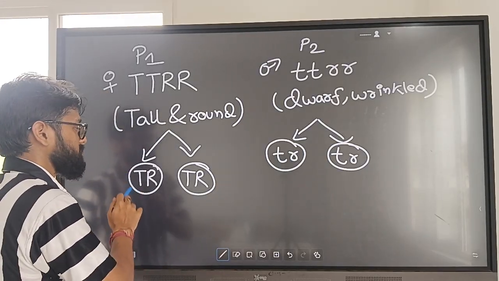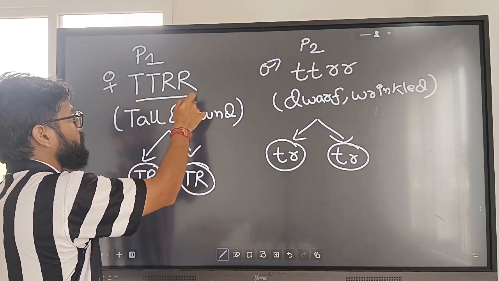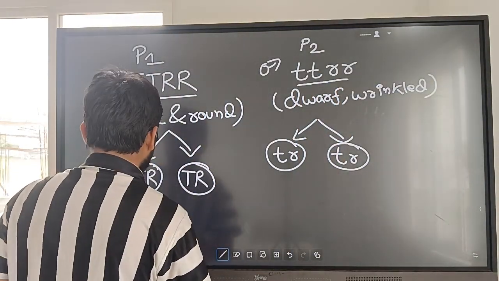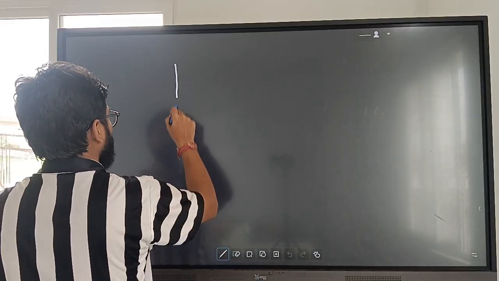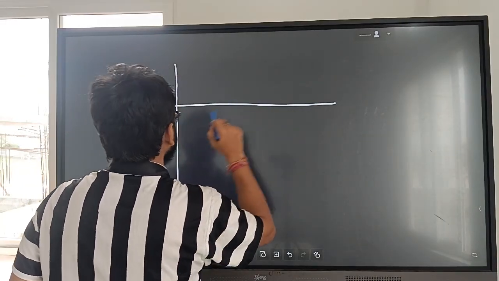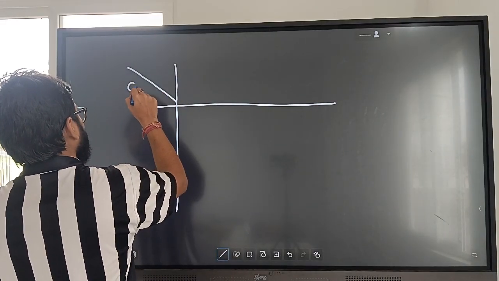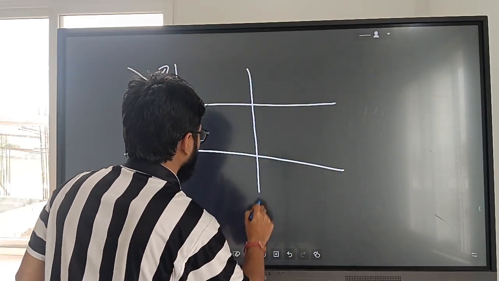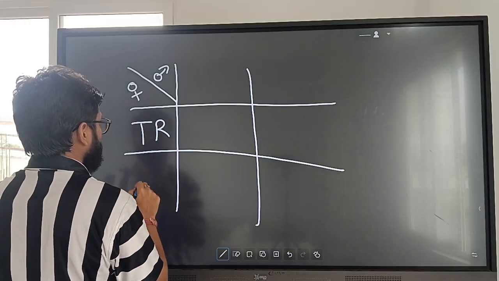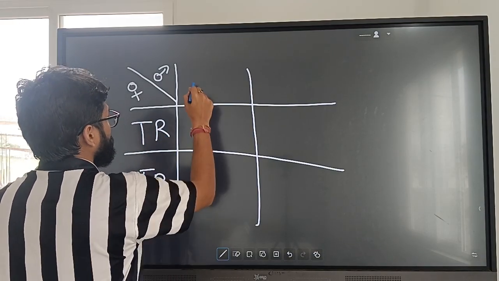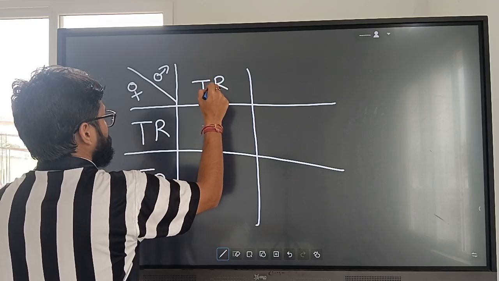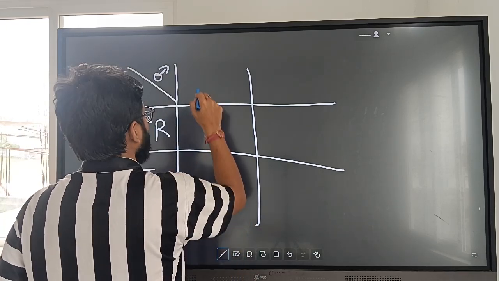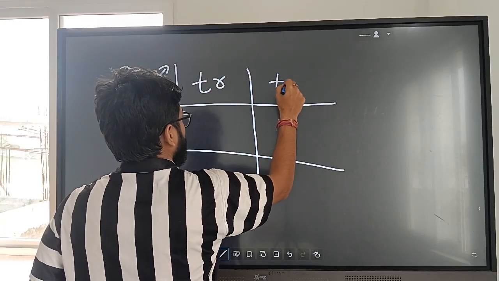Most of these will be similar. Why? Because we have taken a homozygous plant, or a homozygous parent. If we make the Punnett square, it will simply be capital T, capital R, capital T, capital R, capital T, capital R. This will be small t, small r, and this will also be small t, small r.